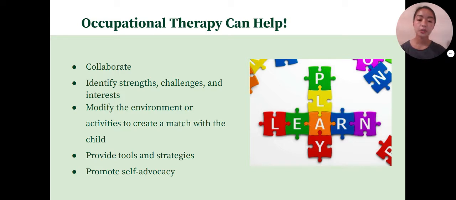We provide you with the tools and strategies to support your child in their daily routines, tasks, and interactions. We also help your child better understand their sensory needs and provide them with tools to promote their own self-advocacy. And we do a lot of this through play. But we're really using goal-directed and purposeful activities that look like play, so it's more engaging and motivating for your child. We have the expertise to help your child develop necessary skills while having fun.